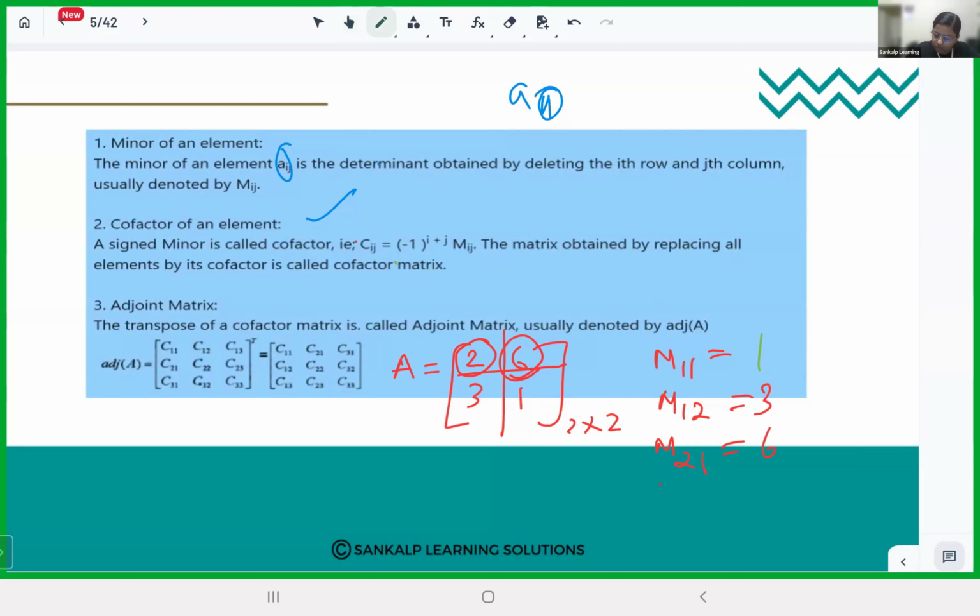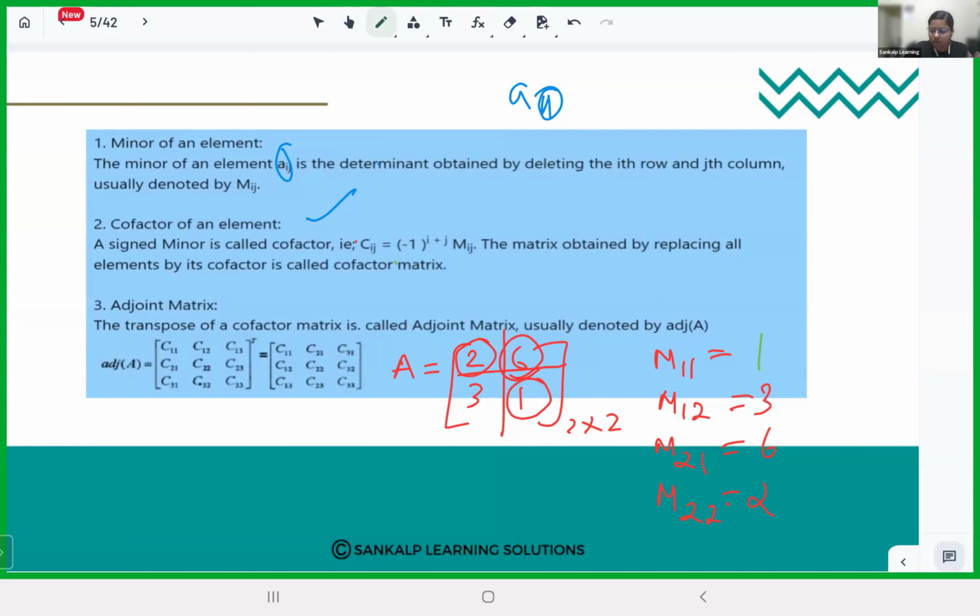Then what is the minor of M22? Minor of M22, which means the minor of this element 1. You have to delete the row and column containing it. So this is a row and this is a column, containing what is the element? It is 2, right? So this is how you find out the minor of a matrix. Okay, minor of elements, right? Minor of elements given in a matrix.